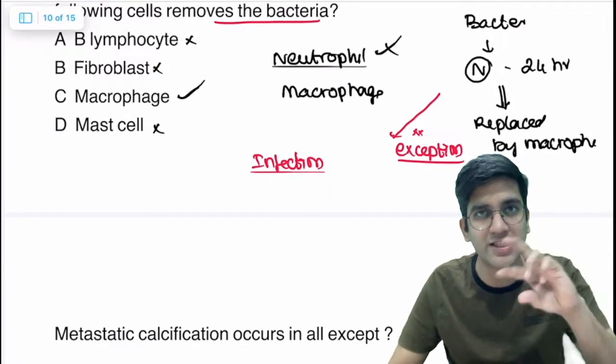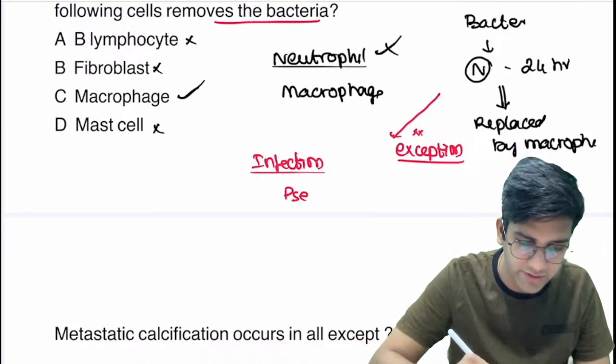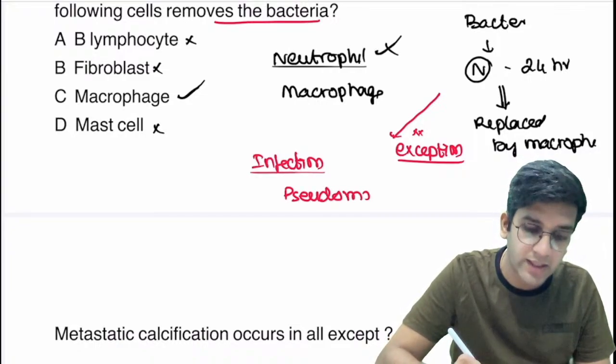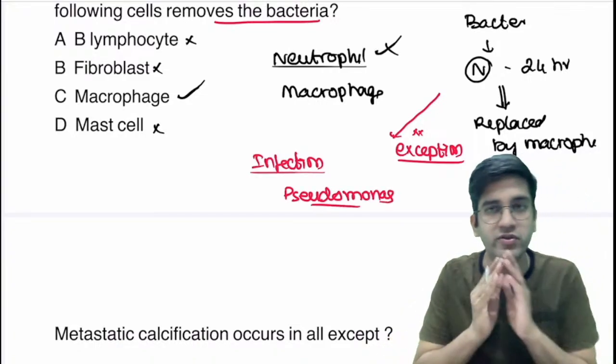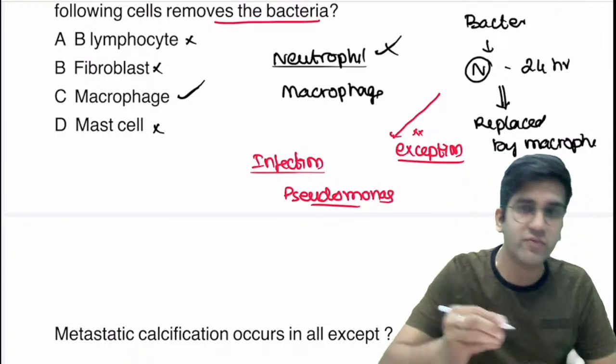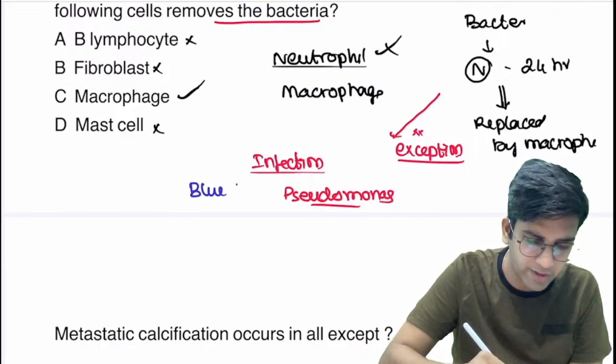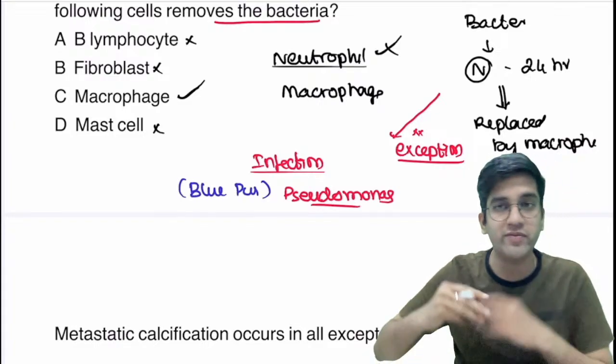That infection also has a nickname called blue pus, right? Archit is right. It is Pseudomonas. In Pseudomonas infection, neutrophils will never be replaced by macrophages. It will always be neutrophils. That's why when you read microbiology, you'll read that Pseudomonas is also called blue pus. It's always pus, right?